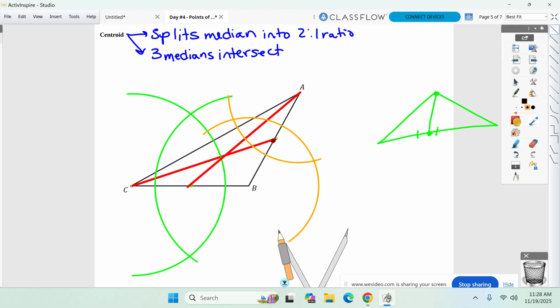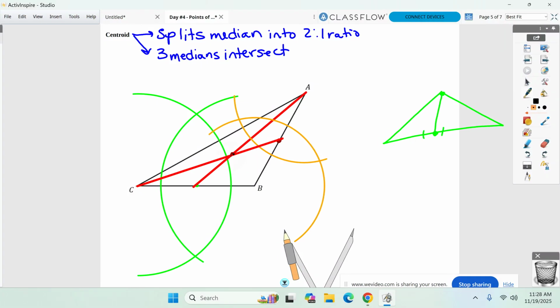How's everyone's centroid looking? One construction, 2 points of concurrency it'll give you. Now, let me go back to Riley. First thing he said was splits the median in a ratio of 2 to 1. Unless I actually measure this with a ruler and figure out that that is double that. But let's take a look.